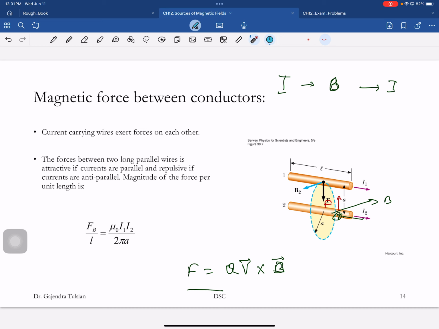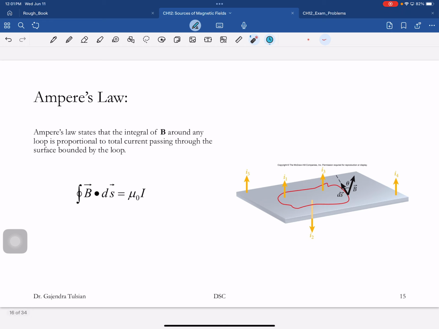All right, let's make one more point. This expression is for parallel currents. Is it valid now? No. So it applies to very specific locations, very specific configurations. Okay, this is Ampere's law.